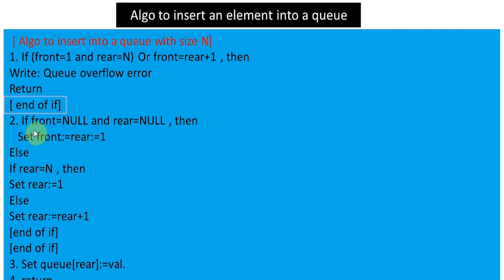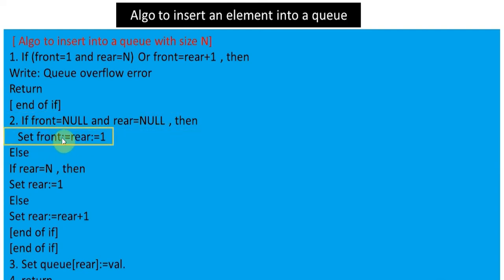Now, I'm going to check if front is equal to null and rear is equal to null. Let me tell you clearly, here null represents 0. You can also write front is equal to 0 and rear is equal to 0. So null is equivalent to 0 here. If front is equal to null and rear is equal to null, what does that mean? It means right now the queue is empty. Only then front and rear both will be null.